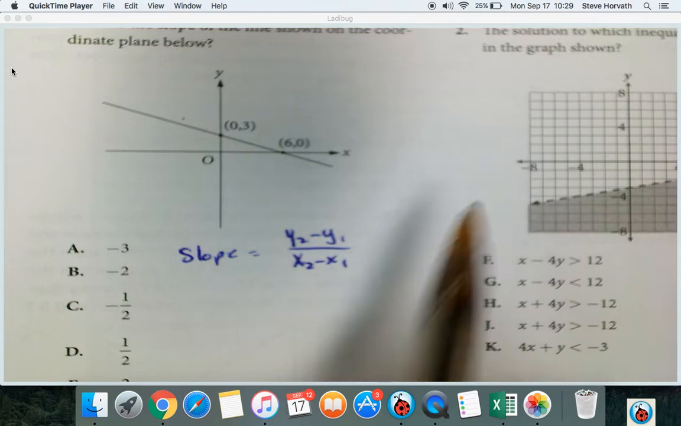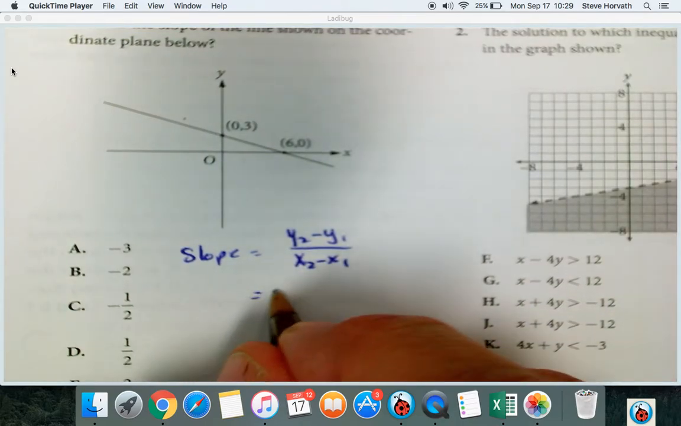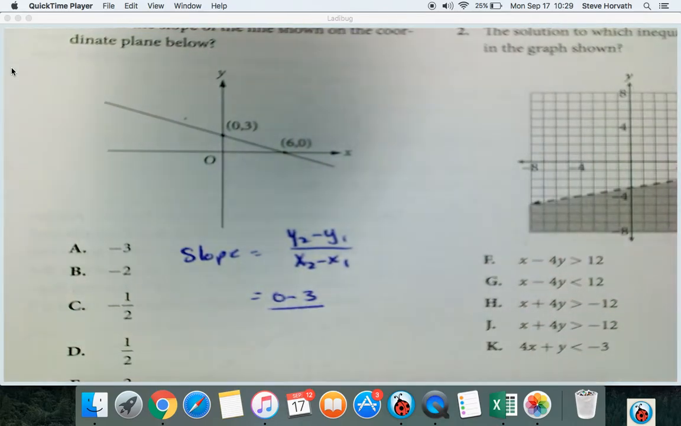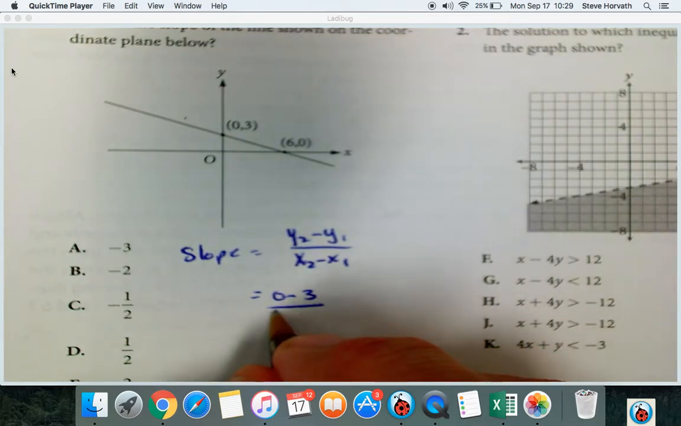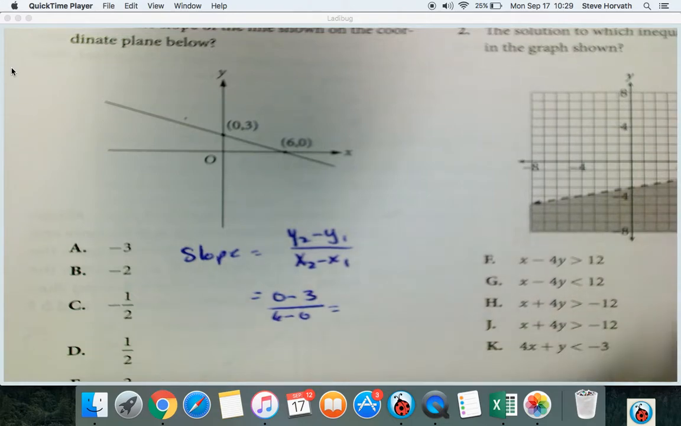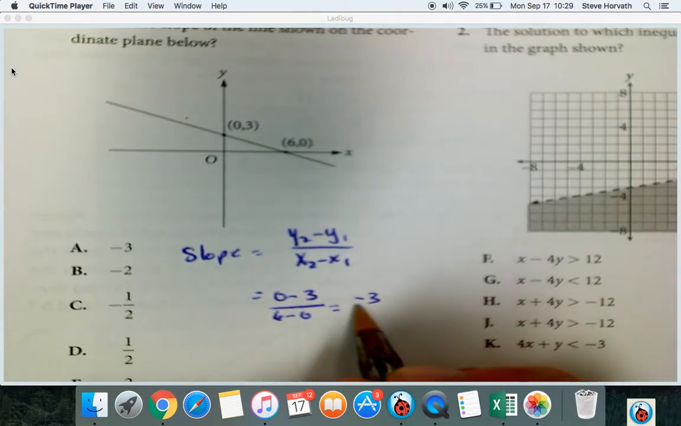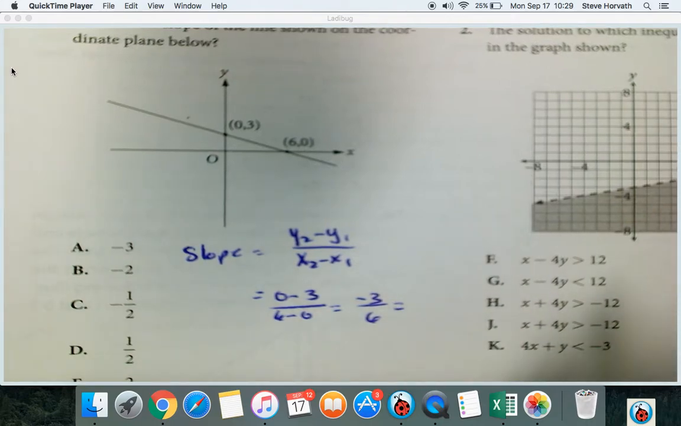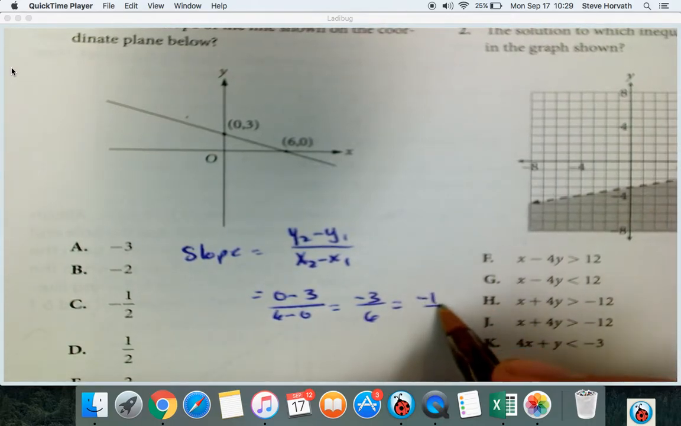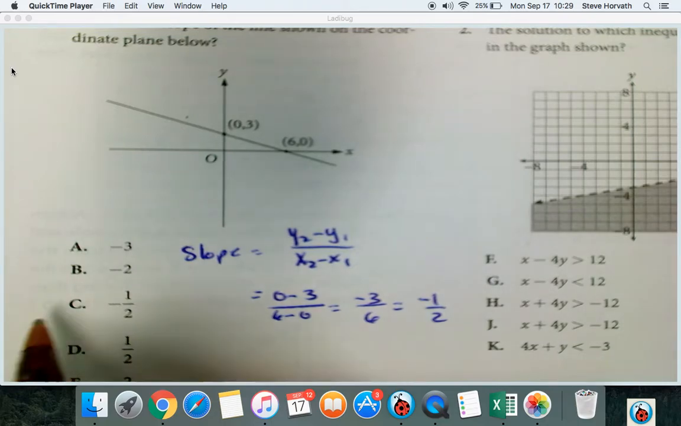That means the change in y, subtract the y coordinates, that's 0 minus 3, divided by the change in x, which is 6 minus 0. So 0 minus 3 is negative 3, 6 minus 0 is just 6, and negative 3 over 6 reduces to the fraction negative 1/2, which is choice C.